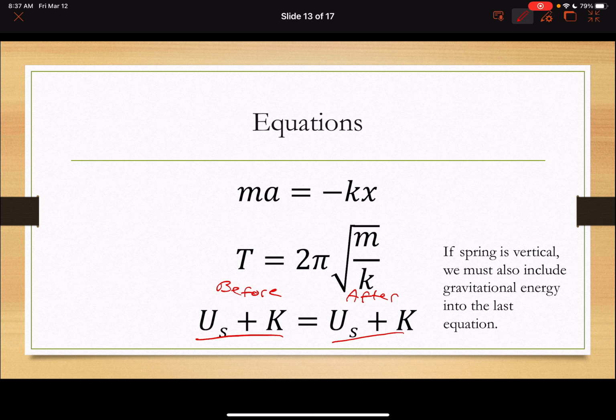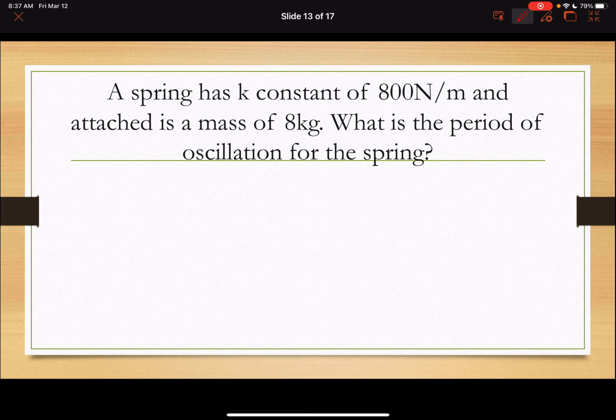But if a spring is vertical, which there is a practice problem in the homework, so you can see it, you also need to include gravitational energy in the equation. And when I say last equation, I don't mean just the right side. I mean both sides. This is the last equation, this whole line.